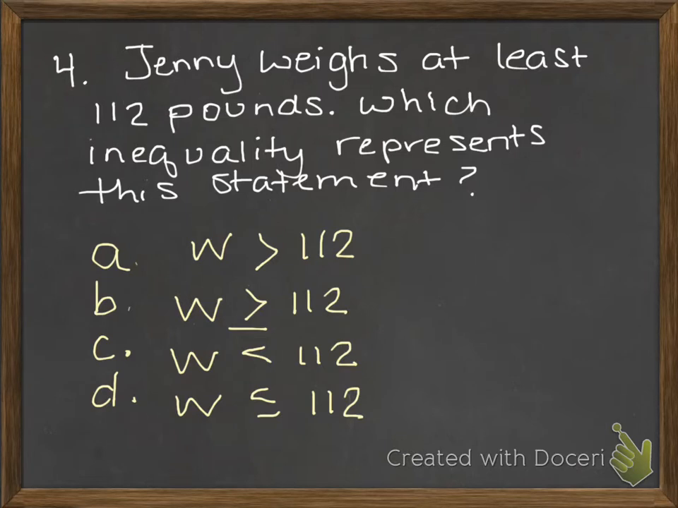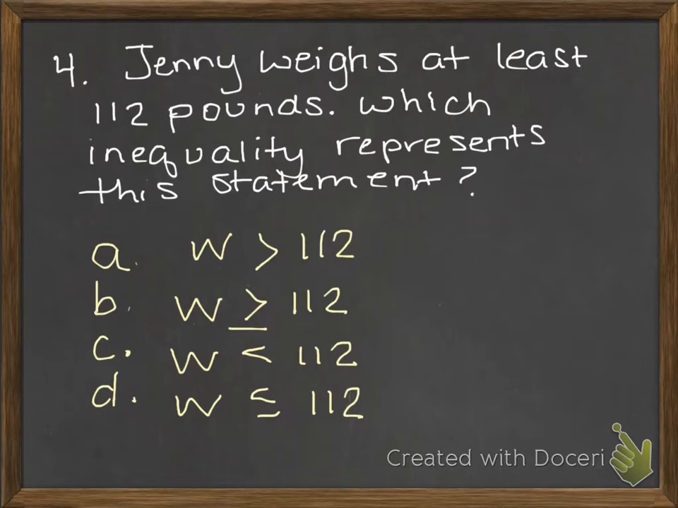So you know that it's "at least," so you want to think in your head about a situation that you are more familiar with. You have to be at least 18 to vote. So that would be that type of question. If you think about that situation, when it says you have to be at least 18 to vote, that means you can be 18.